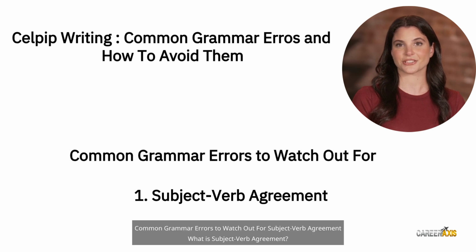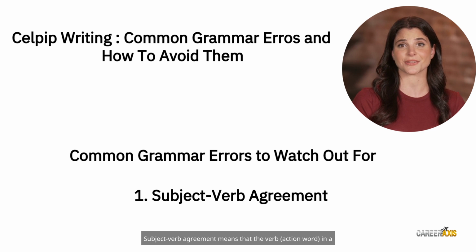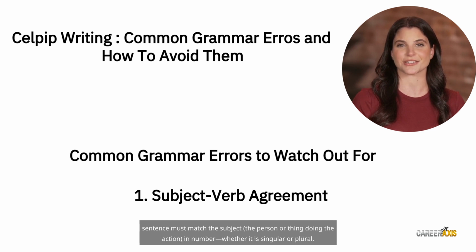Common grammar errors to watch out for. 1. Subject-verb agreement. What is subject-verb agreement? Subject-verb agreement means that the verb, the action word, in a sentence must match the subject, the person or thing doing the action, in number, whether it is singular or plural.